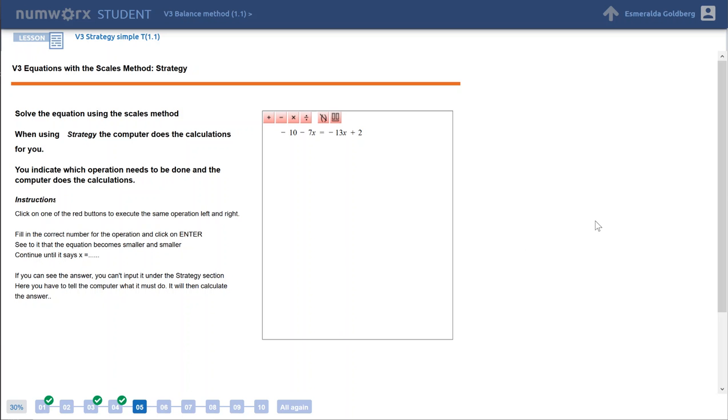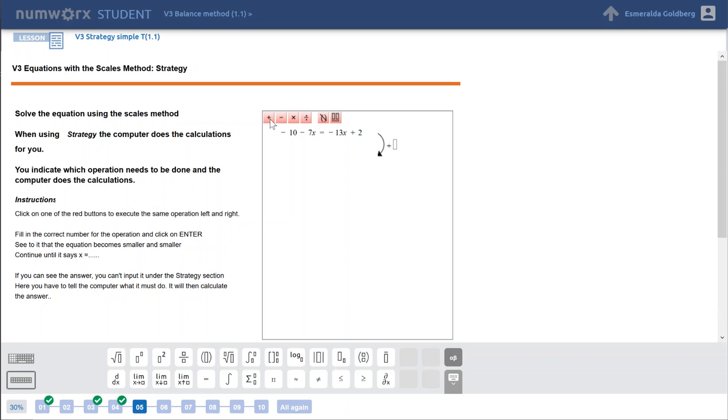Exercise 5 then. On the left-hand side we have minus 10 and minus 7 times x. On the right-hand side we have minus 13x and 2. Now, you can look at the x's first. For instance, if you want all of the x's, all of the bags of marbles to be on the left-hand side, then you need to remove them from the right-hand side. If you want to make minus 13x into 0, you have to do plus 13x. You have to do the exact opposite of what you see here.